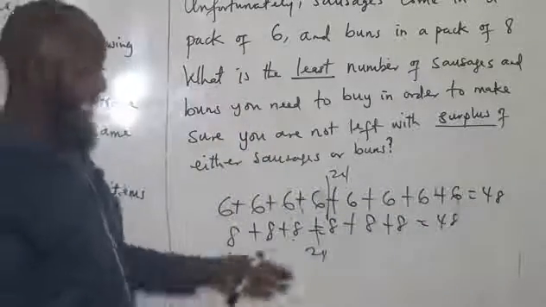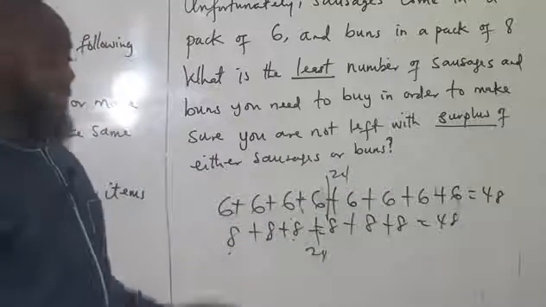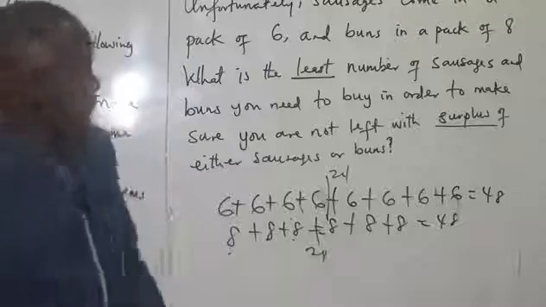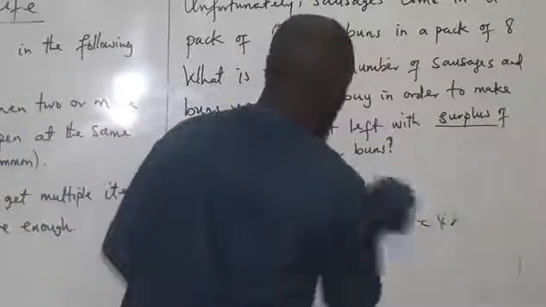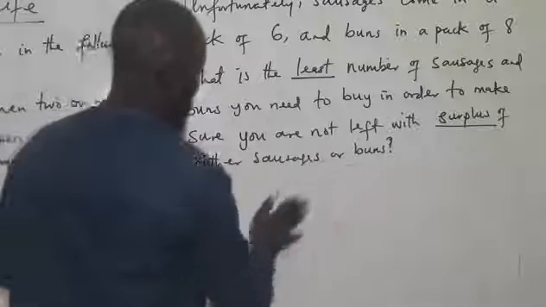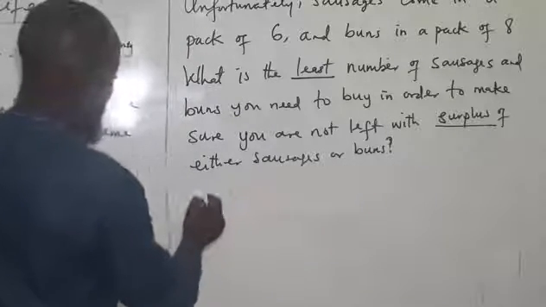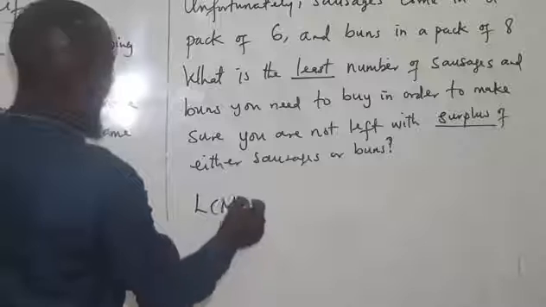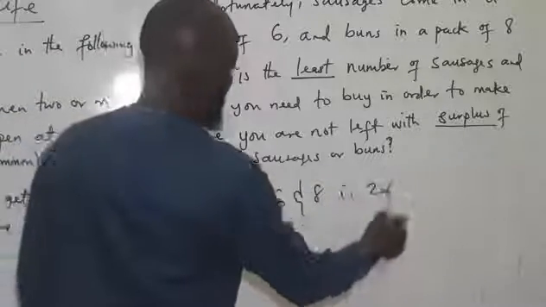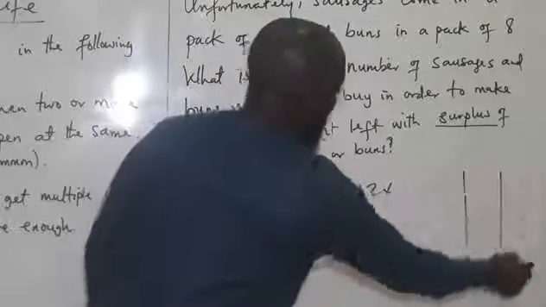However, you can tell we are listing their multiples. We are listing their multiples, right? So that means we're going to make use of LCM. So we find the LCM of 6 and 8. Just find the LCM of 6 and 8. The LCM of 6 and 8. So LCM of 6 and 8 is what? 24.